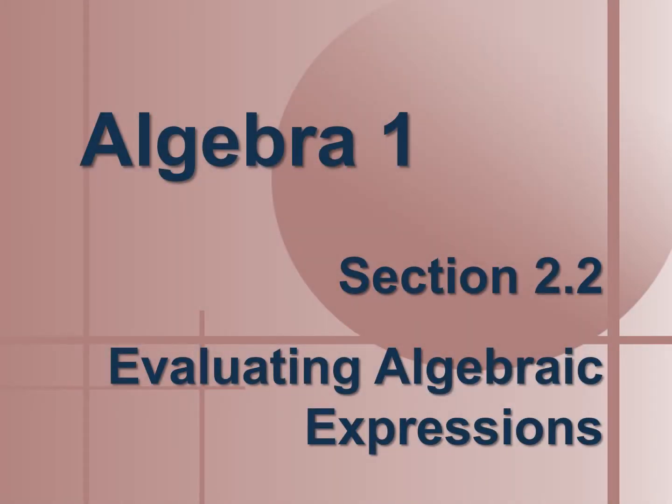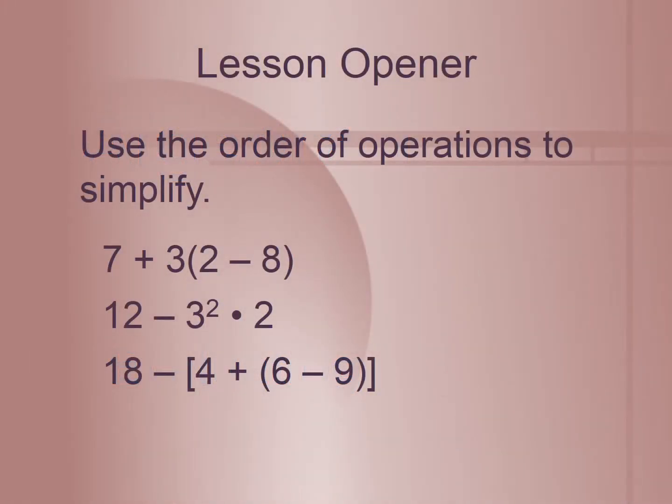Today we're going to talk about section 2.2 in our BJU Press Algebra 1 textbook. This lesson is about evaluating algebraic expressions. So let's just start with a review on the order of operations.